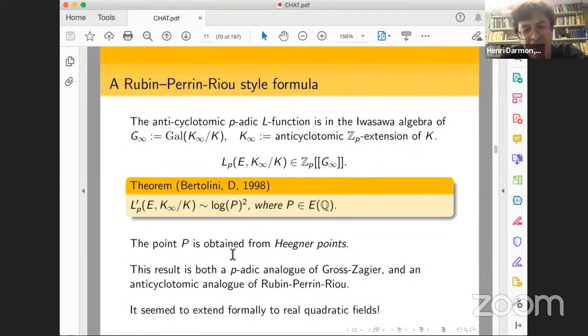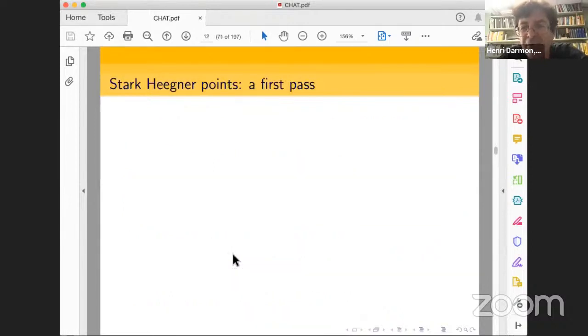And so it seemed that formally, this result that I had obtained with Massimo, which was extremely explicit and concrete, could formally extend to real quadratic fields. And that, of course, is very tantalizing because there we didn't have any theory of complex multiplication to explain it. However, this was my first pass through the notion of what later I called Stark-Heegner points.